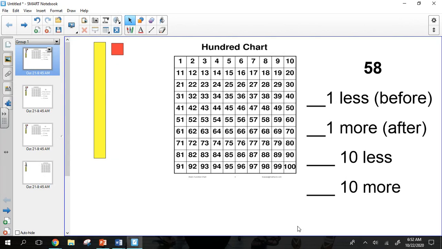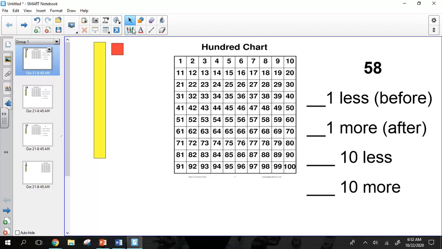Today we are looking at some numbers and we want to think about what comes before and after, what is less, what is more. So we'll be doing one less, one more, 10 less, 10 more, or sometimes we might say one before or one after. So think about those words too. If the number comes before the number you're given, it's less. It's a smaller number. If the number is more, it comes after. It's a larger number than the number you're given.